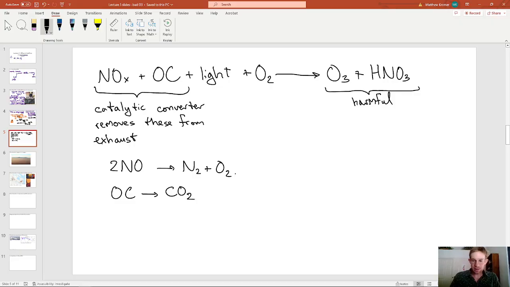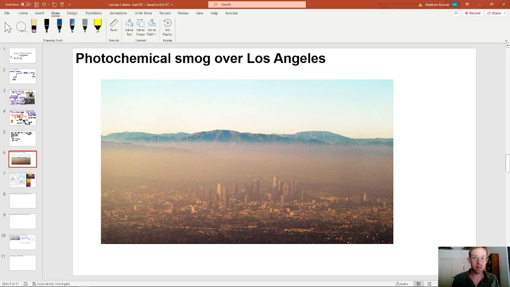Okay. All right. So this is sort of like what smog looks like. This is Los Angeles, for example. Smog is characterized by this thick, brown, yucky looking layer over cities, where the brown color actually comes from the fact that NO2 is brown.